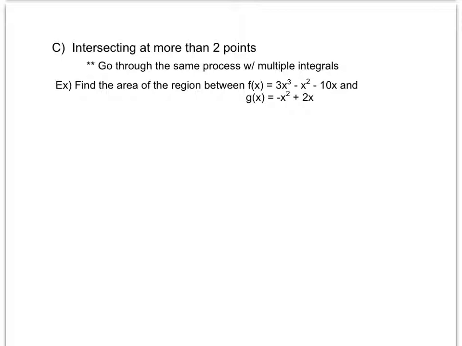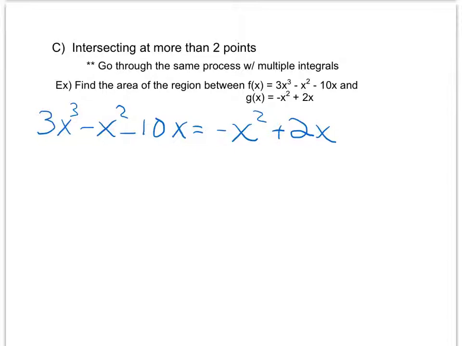Looking at the third example, now we're intersecting. What happens when we have more than one intersection point? So what we're going to end up doing is going through the same process with multiple integrals. So let me go ahead and set this up here. Where are these going to intersect? When does 3x cubed minus x squared minus 10x equal negative x squared plus 2x?